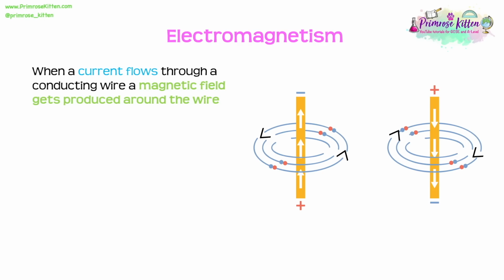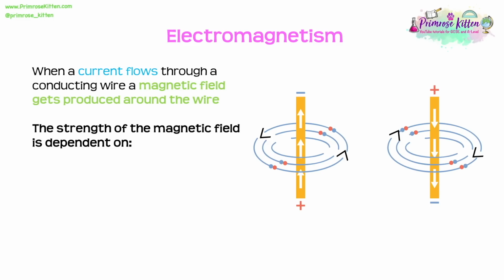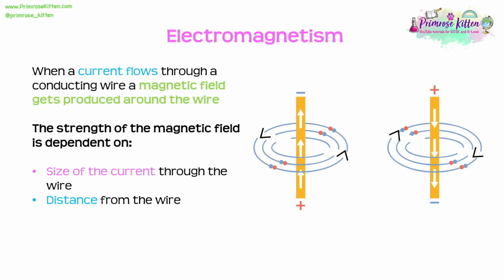When a current flows through a conducting wire, a magnetic field gets produced around that wire. As you can see in these diagrams, they form little concentric circles around that wire. And the strength of the magnetic field that gets made depends on the size of the current going through the wire. So the bigger the current, the bigger that magnetic field, and also the distance from the wire. The closer to the wire, the stronger that magnetic field, and the further away you get, the weaker it becomes.